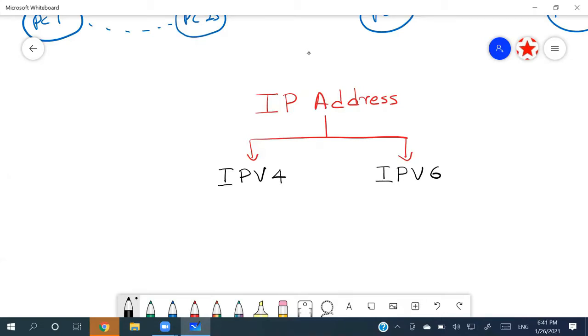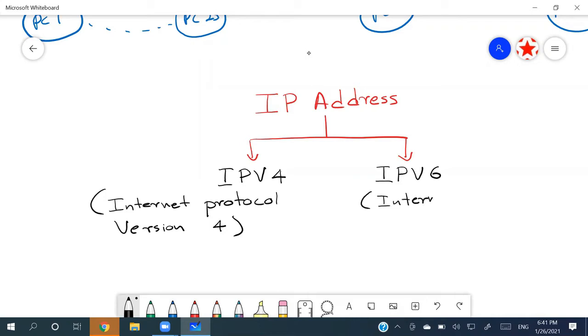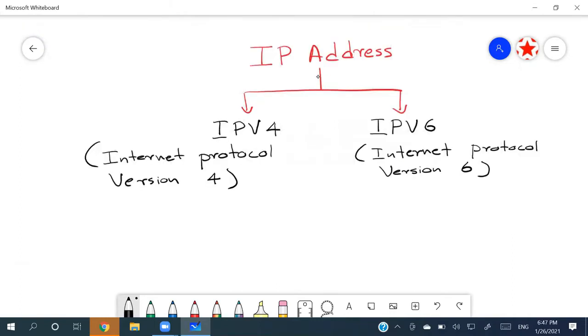So IPv4 means Internet Protocol version 4. I'll write the name below. So this is Internet Protocol version 4, and the other one is Internet Protocol version 6. And these IP addresses consist of ones and zeros inside them, right?